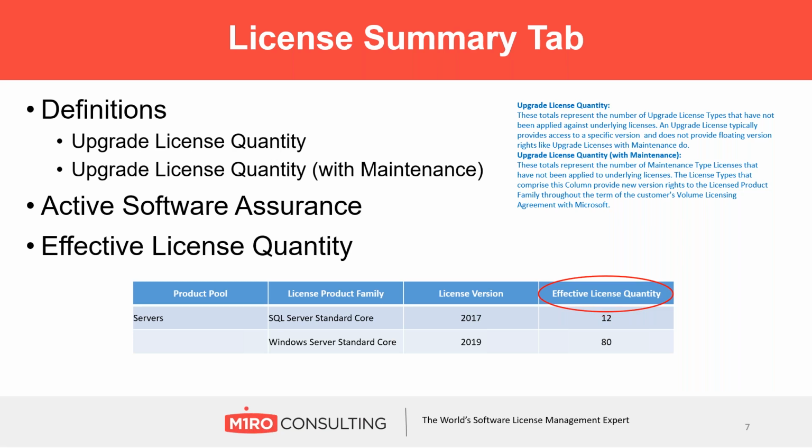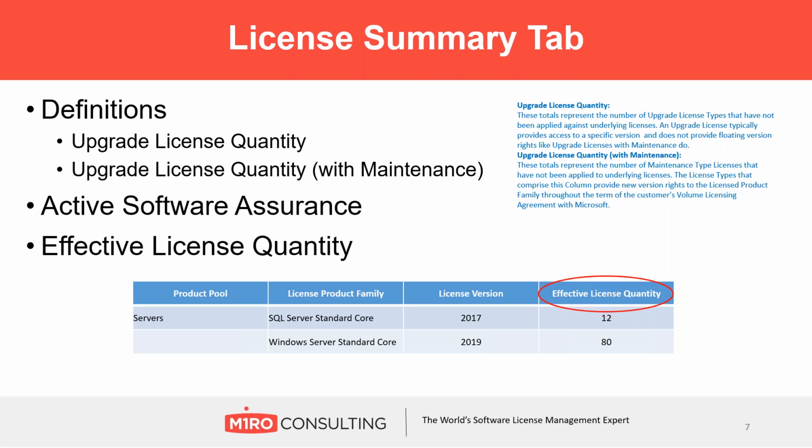The license version under upgrade license quantity with maintenance is typically more current. While this is not always the case, remember that the MLS is a purchase history, right? Positive entries in this column provide new version rights. Of course, just like its counterpart, not every product would be supported. So that upgrade is required.